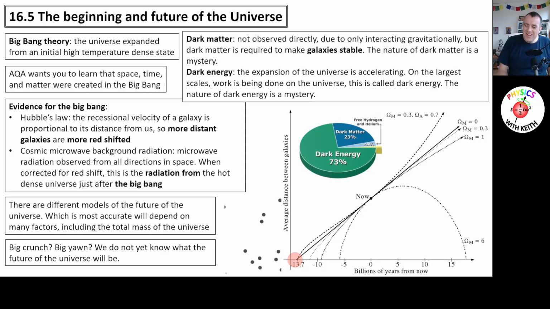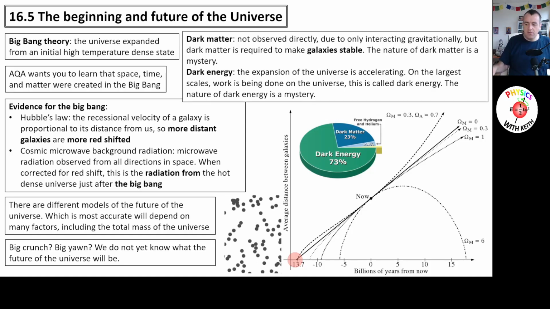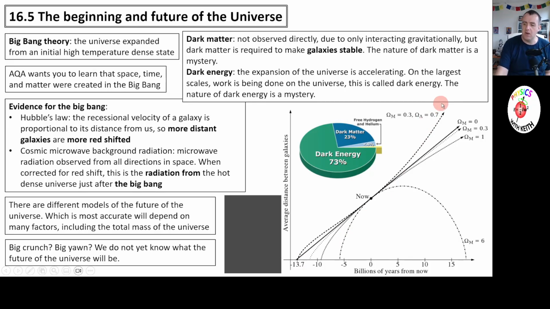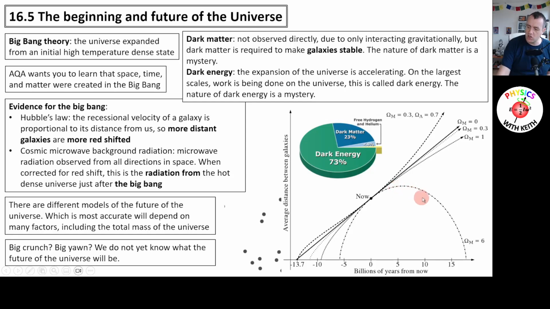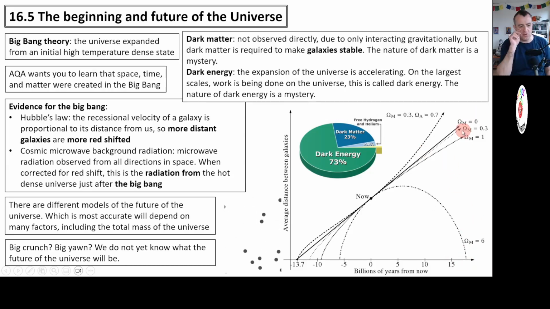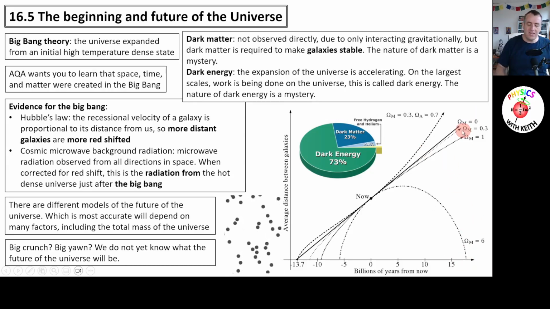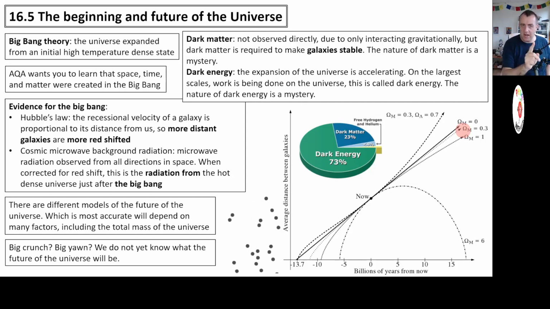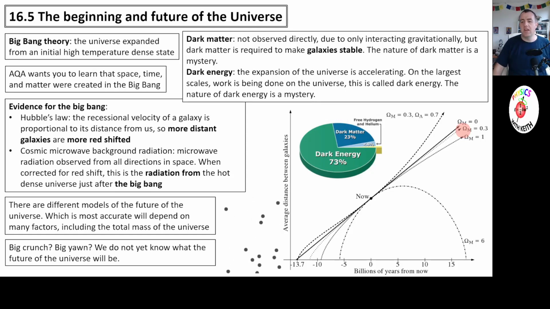So, what is it that determines which of these futures of the universe, the expansion out into oblivion, or the contraction of the universe back into a singularity? What is it that determines the future of the universe? It is the balance of dark matter and dark energy. Now, dark matter and dark energy are entirely different things. They just happen to have similar names.